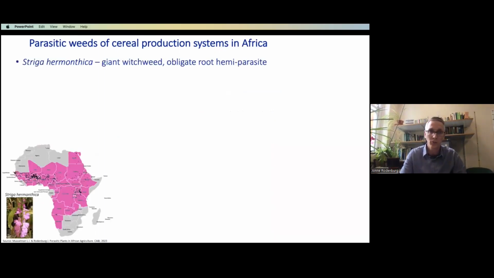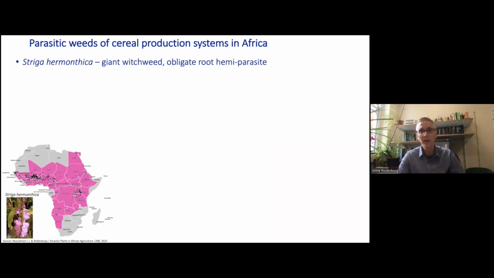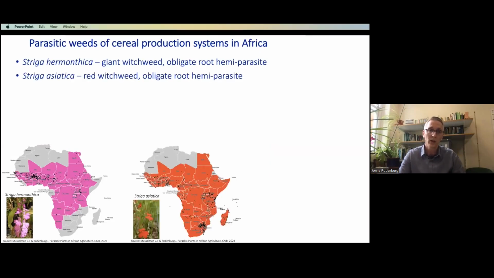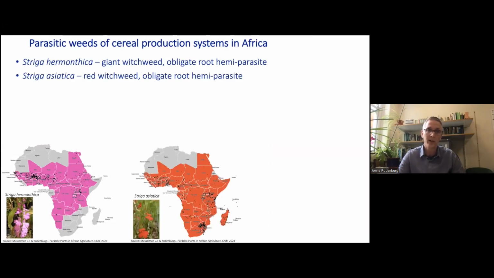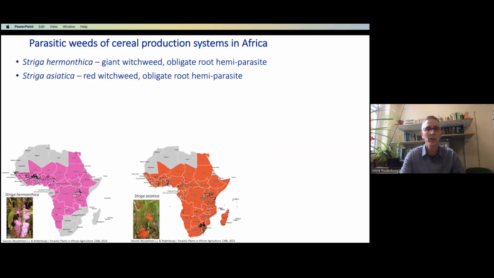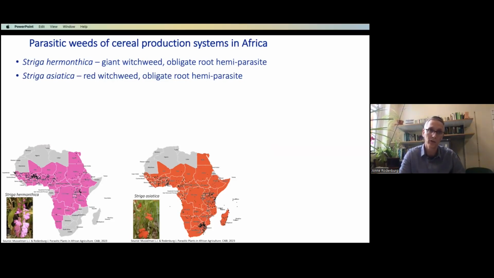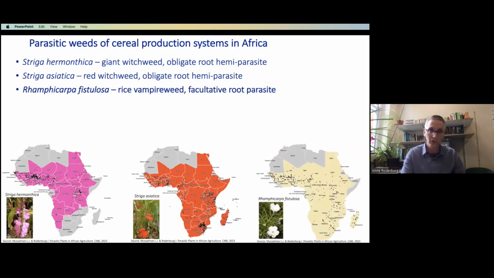So I have worked on Striga hermonthica, which is called giant witchweed. And this is an obligate root hemiparasite. Below you can see a distribution map of the parasitic weed in Africa. I also worked and still work on Striga asiatica. Striga asiatica is called red witchweed or also Asian witchweed, and like Striga hermonthica, it is an obligate root hemiparasite. And then Rhamphicarpa fistulosa, called rice vampireweed, is a facultative root parasite.